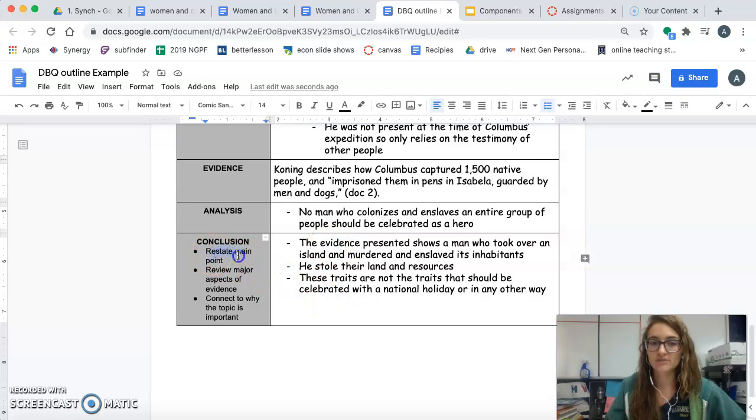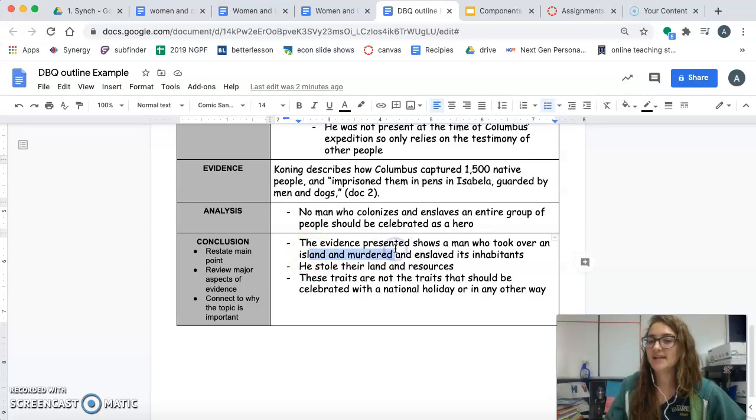Your conclusion should restate your main point, review the major aspects of your evidence, and then connect to why it is important. If you just restate your claim word for word, that's not a very good piece of evidence, okay, like we went over in the rubric, and I'll show you again. That's not a very good conclusion.